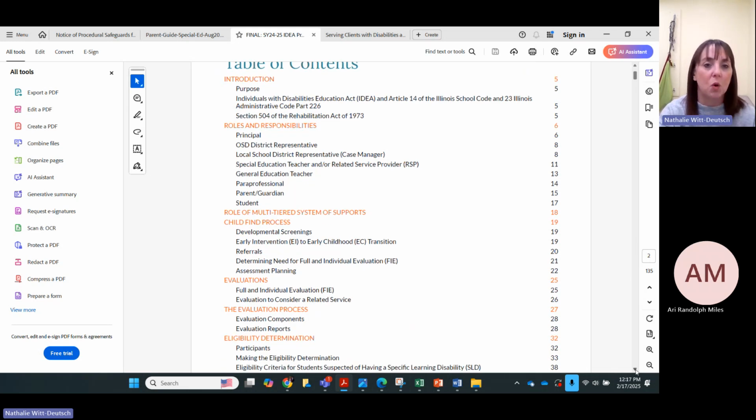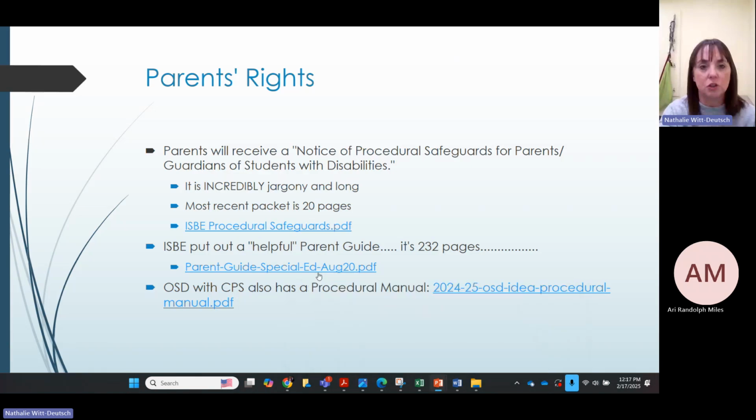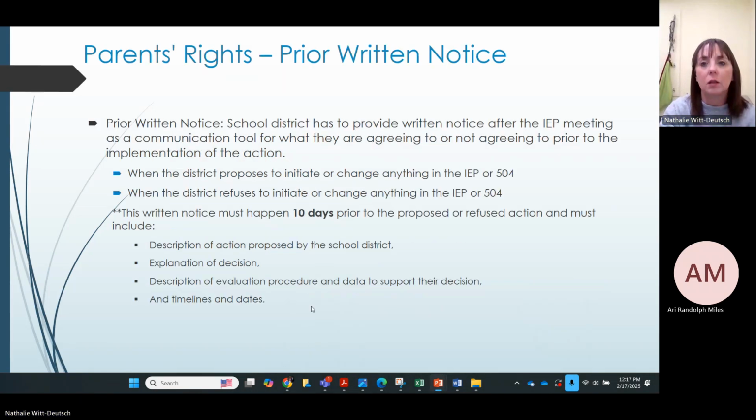So it goes into more detail about what the roles and responsibilities are for each person on your IEP team, the role of the multi-tiered system of supports, that MTSS that we spoke about last time, the child find process, evaluations, et cetera. So it goes into more detail as to what exactly can be found in the procedural safeguards, as well as the overall process for providing services to children with disabilities. All right, I'm going to go back to my presentation.